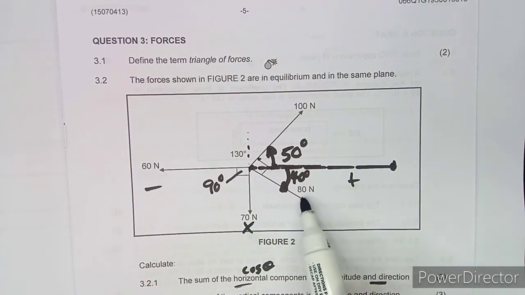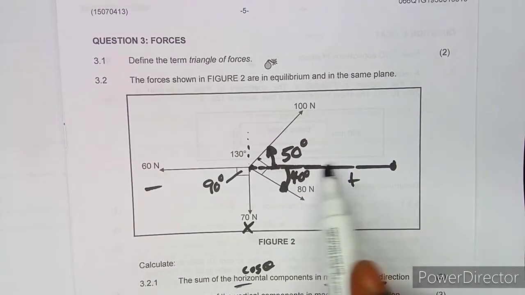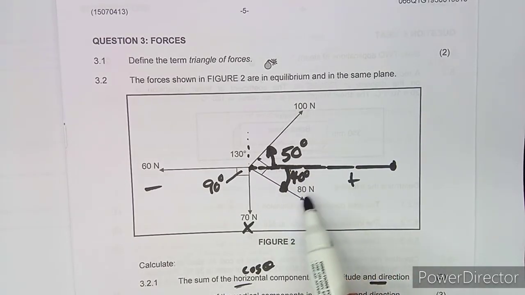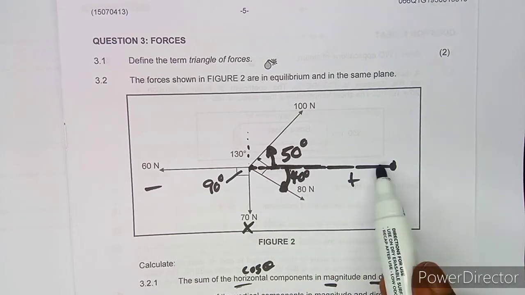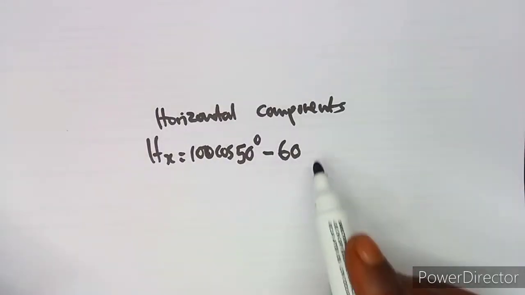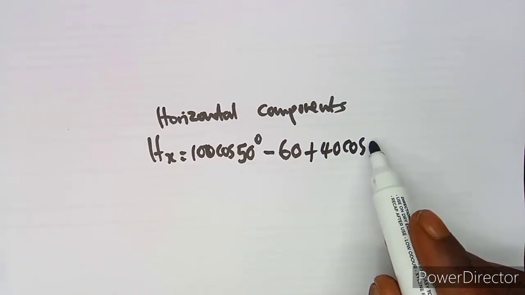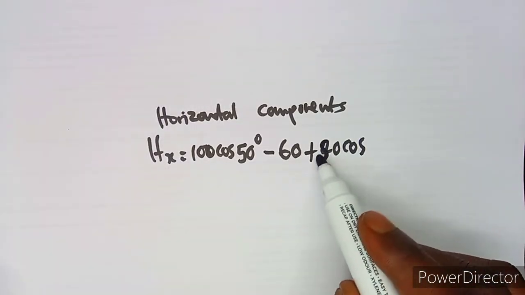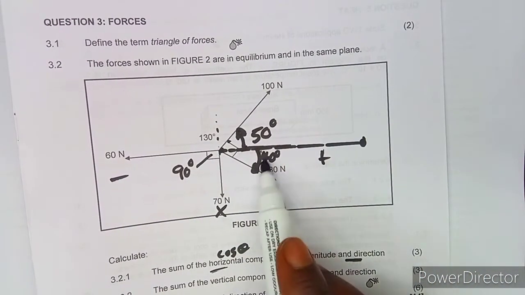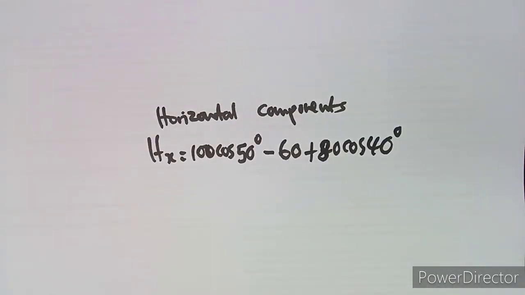Okay, then we have 80 and an angle of 40. This one is in this quadrant, and the horizontal here is positive, so it's positive because of the region that it is. Cos 40 degrees, it's 80, not 40: 80 cos 40 degrees. Okay, take note, 80 cos angle 40 there. All right, so that's what we are having in this case.